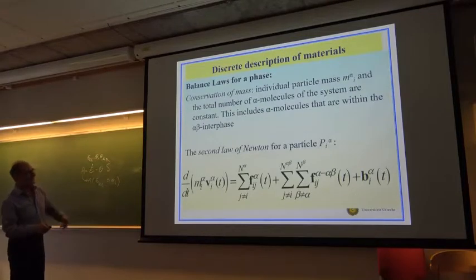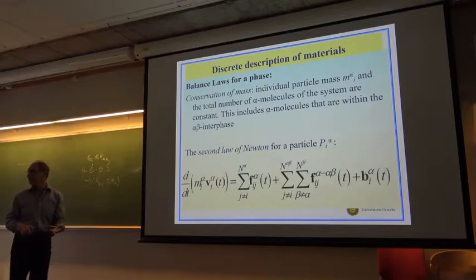Anyway, so it's the second law, and then it says that the momentum change is because of forces that this particle received from other alpha particles, and also from the alpha beta particles. Now, the difference between what I just showed you with the components is that this now exists only near the interface. This is a boundary force, only at the interface.